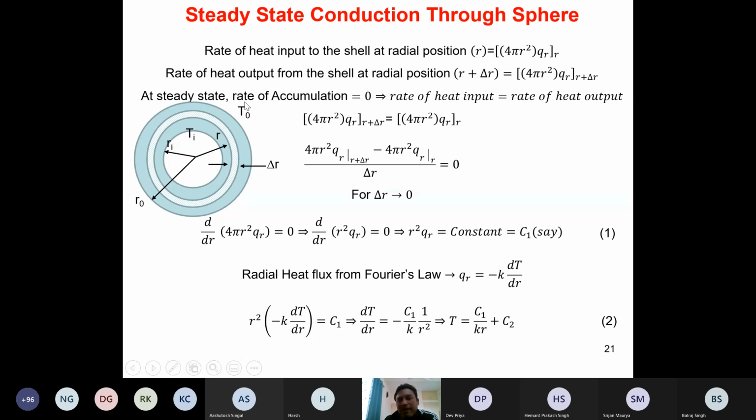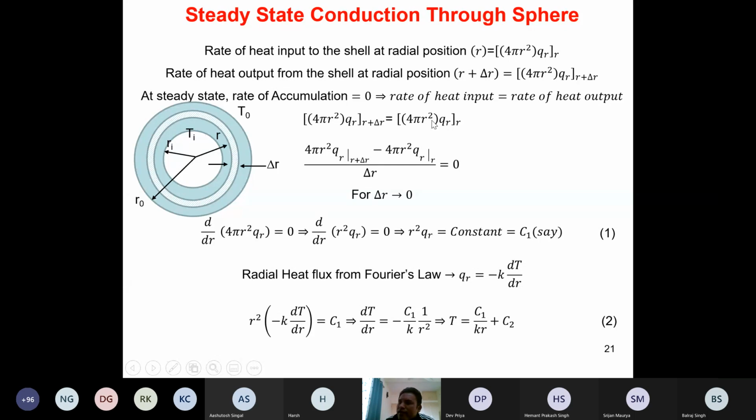Correct. Again, at steady state, we are assuming that the rate of heat accumulation is 0. There is no generation term, and therefore rate of heat input should be same as rate of heat output. So these two terms are going to be same. So we have equated these two terms. So what we are getting here is 4 pi r square QR at R plus delta R should be same as 4 pi r square QR at R.